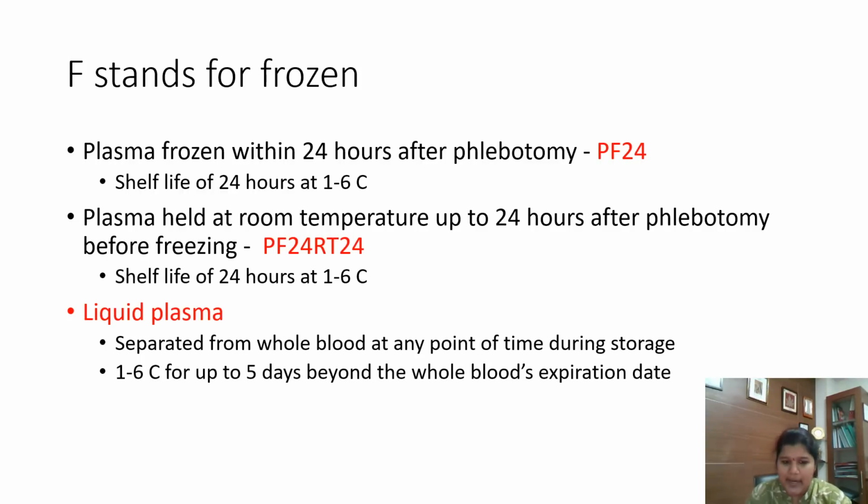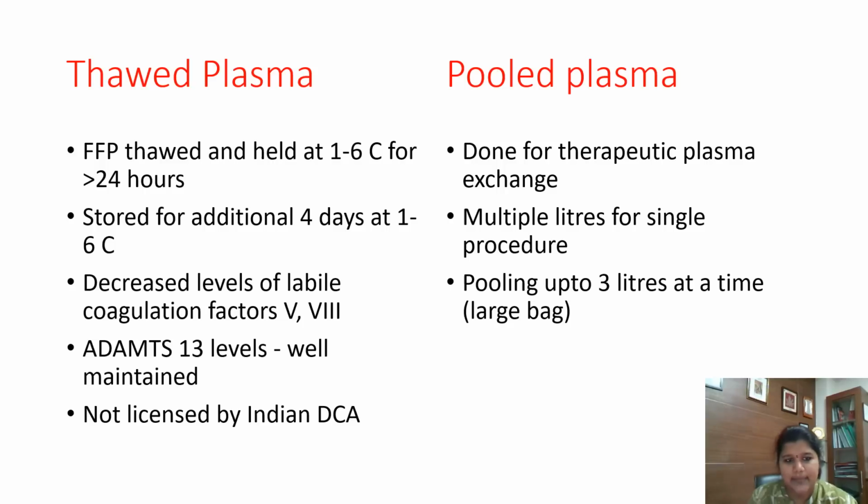There is another entity called liquid plasma. That is, whole blood which is stored is directly centrifuged, and the liquid plasma is obtained at any point of time during the storage. This has a shelf life of even 5 days after the expiry of the whole blood if it is stored at 1 to 6 degrees centigrade.